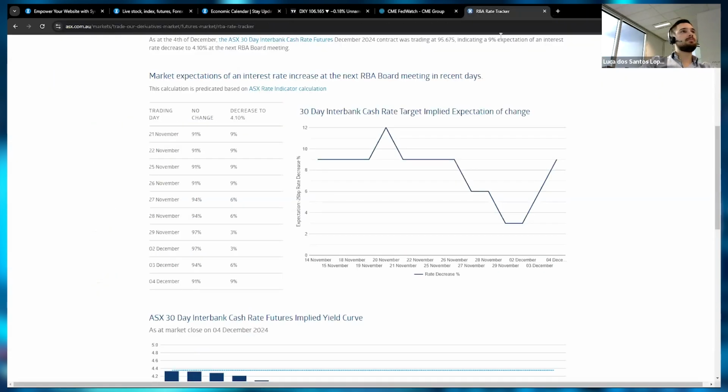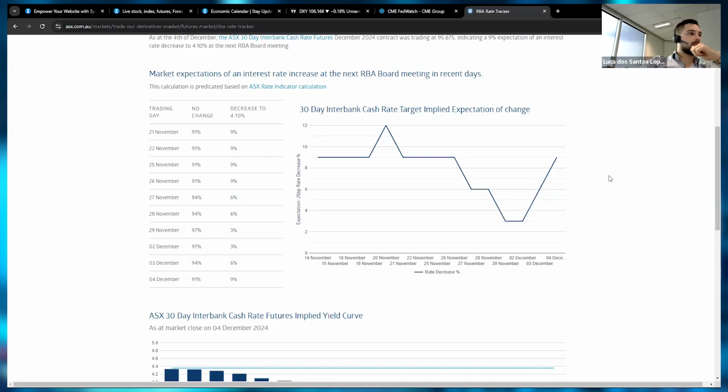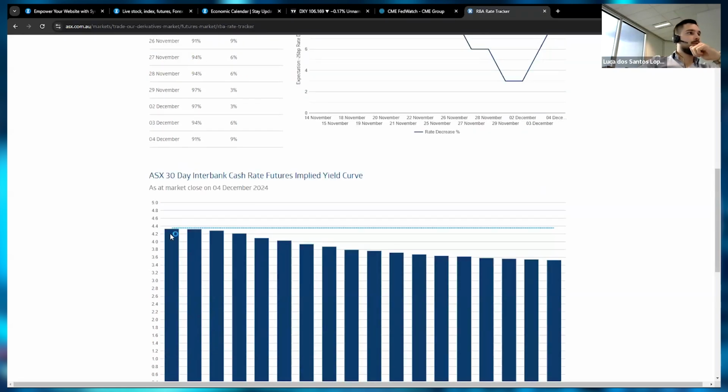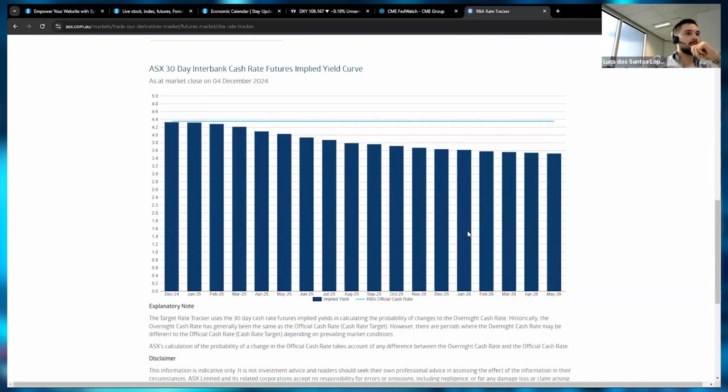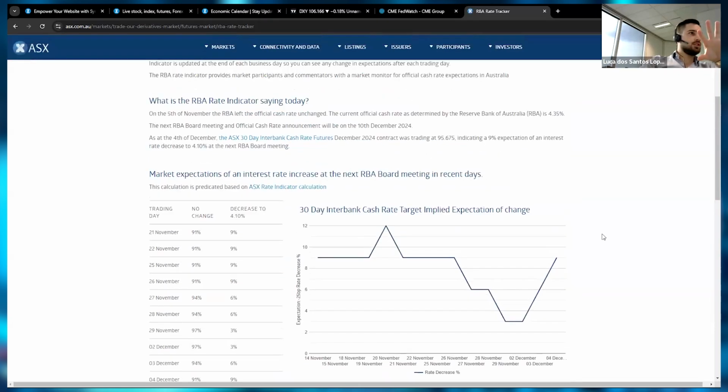So the CME for the Fed and the FOMC, and the RBA rate tracker for RBA. So basically on the 4th of December, 91% is expecting no change for the next one, and 9% is expecting a decrease to 4.10. So pretty much now we are at 4.30, 4.32 now, and it is expected to go to 2.5 into May 2026. All right, so that's how you use this tool.